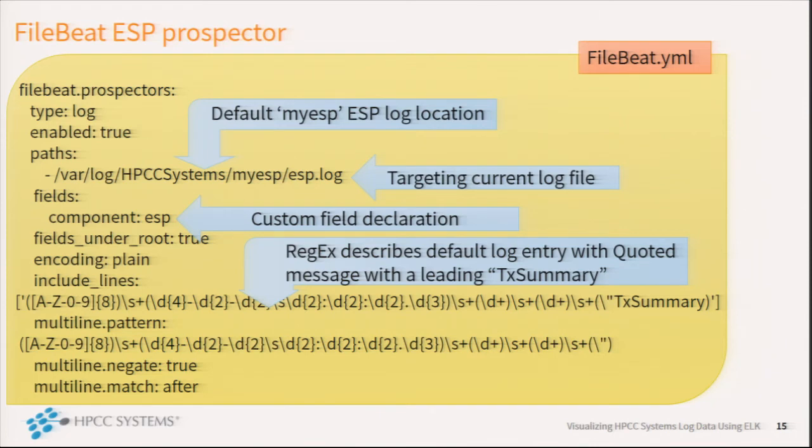So it looks like a lot, but all this is really doing is describing the standard log format that I discussed earlier, where it's a series of space delimited fields, starting out with a sequence number, a date timestamp, thread ID, and process ID, and then a quoted message with, in this case, a prefix of TX summary. So it's as simple as that to have the FileBeat prospector fish out the information that you want. And by the way, this regex, we've added it to GitHub.